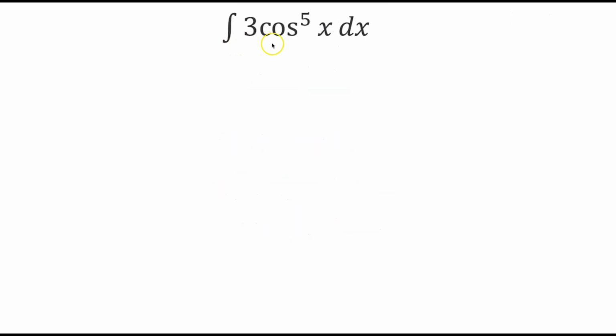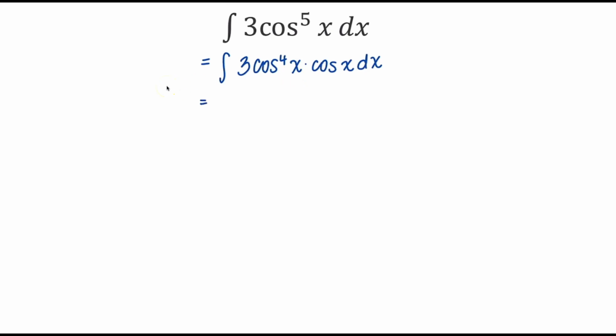Let's integrate 3 times cosine to the 5th x dx. This falls under the first case because we have cosine x raised to an odd power 5. So we need to save one copy of cosine x and the dx. We'll rewrite this as the integral of 3 times cosine to the 4th x times that one copy of cosine x dx. So the idea here is that if I save one copy from an odd power, I'm always going to be left with an even power.